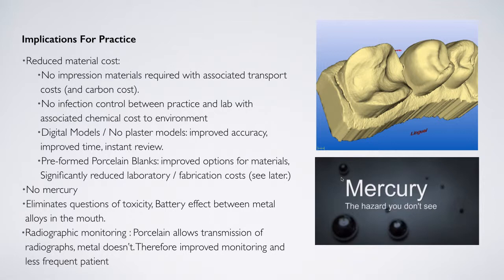Also, with radiography and monitoring, porcelain allows the transmission of radiographs; metals don't. So there's improved monitoring to be able to see what's going on underneath the crown, which you cannot do when you've got a mercury filling. You can't actually monitor what's going on underneath. So when you've got a leaking mercury filling, you actually have to take it out before you can know what's going on there. You can't see that through an X-ray.